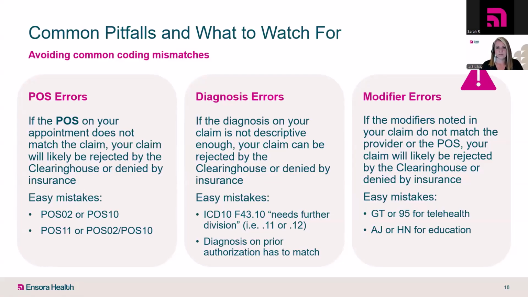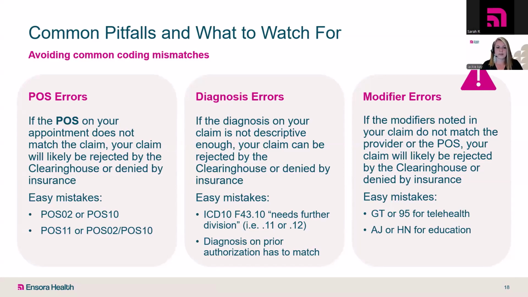So starting with some coding mismatches. Okay, so first up, we have your POS errors or place of service. If the place of service on your appointment does not match the claim or the services provided, it could likely be rejected by the clearinghouse or insurance. So say you have an office visit, but you bill it with a telehealth place of service such as 02 or 10, it can deny.